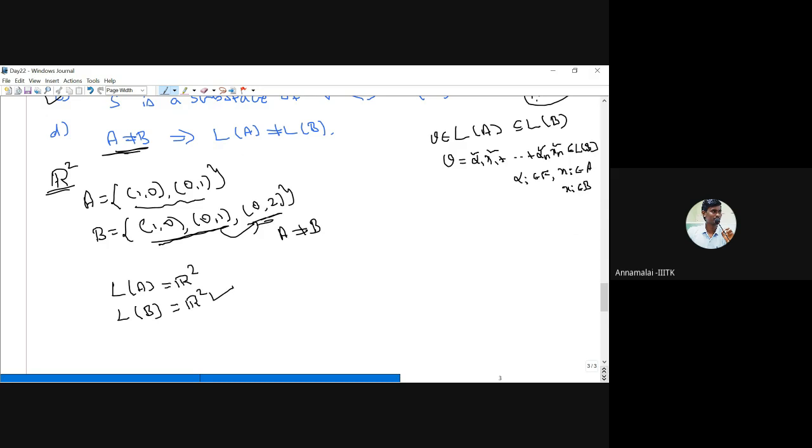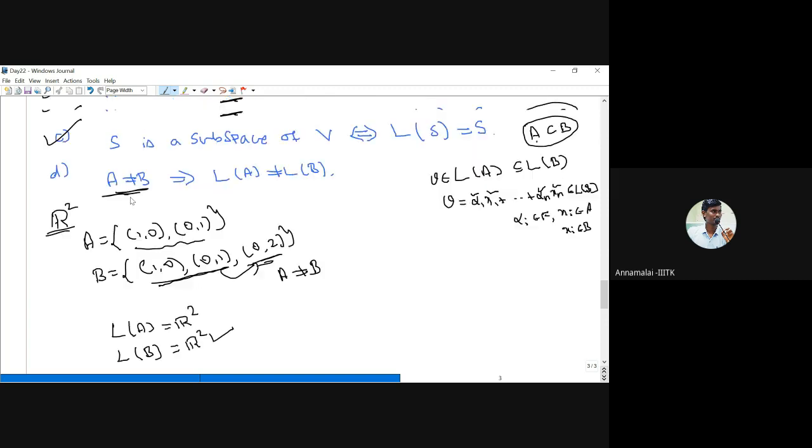This is one more extra element. Actually, this element does not spoil any character definition because it is a scalar multiple of the second element. Therefore, L of B is also R2, because A and B contain the basis elements, namely (1, 0) and (0, 1), which is the basis. Then L of A and L of B are both equal.